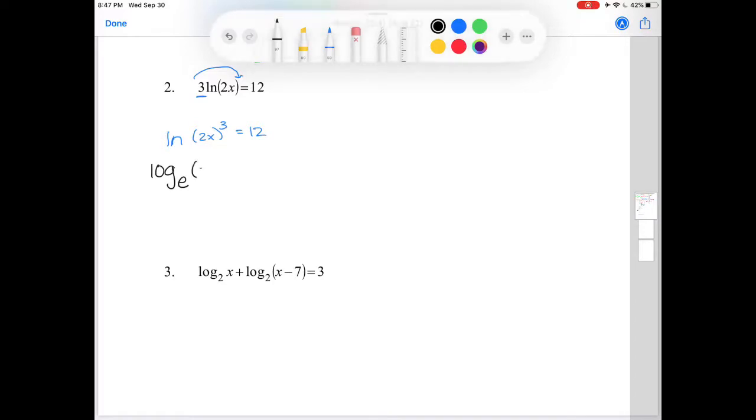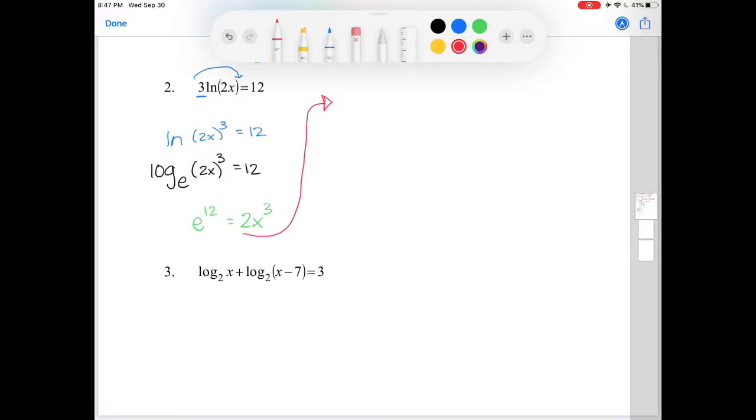All right. Well, what do we know about natural log? We know that it is really called log base e of (2x) cubed equals 12. And then I can convert: e to the 12th power equals (2x) cubed.